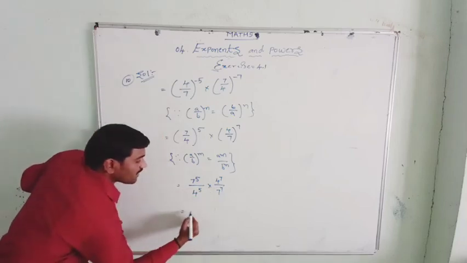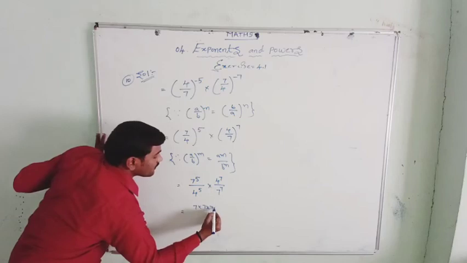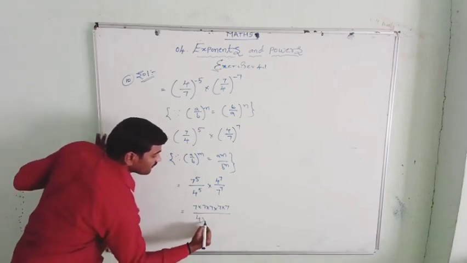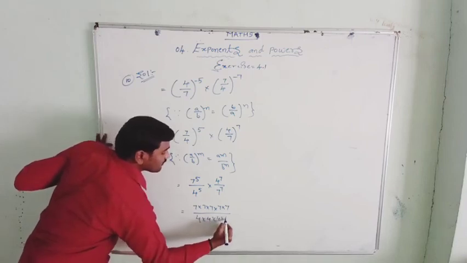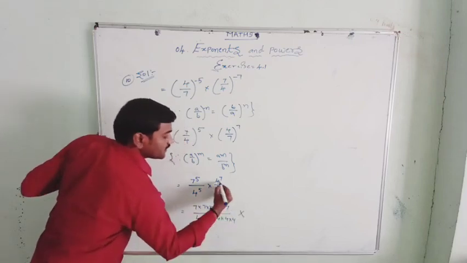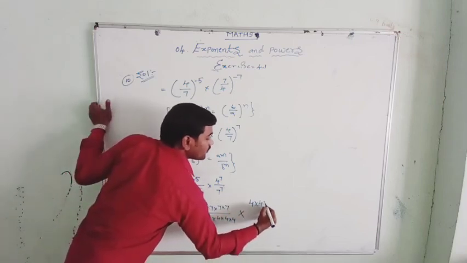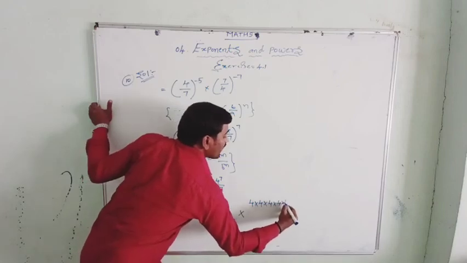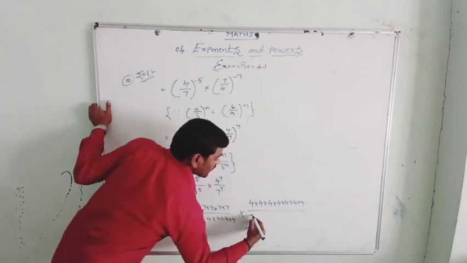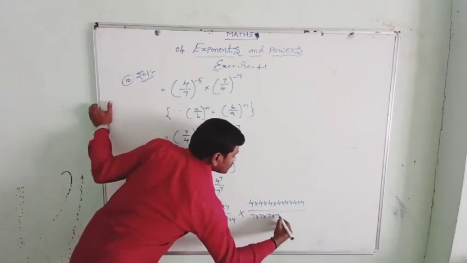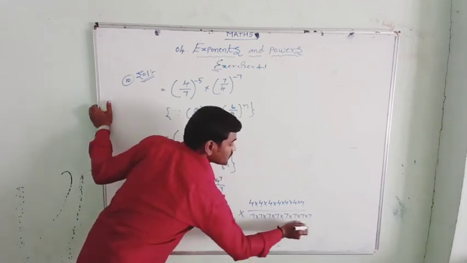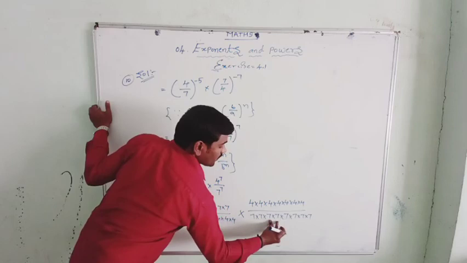So we'll expand it. 7 into 7 into 7 into 7 into 7, 7 is multiplied 5 times, and 4 we have to multiply 5 times, 4 into 4 into 4 into 4 into 4. Okay, 4 also multiplied 5 times, and here 4 is multiplied 7 times. 7 also 7 times, 7 into 7 into 7 into 7 into 7 into 7 into 7.